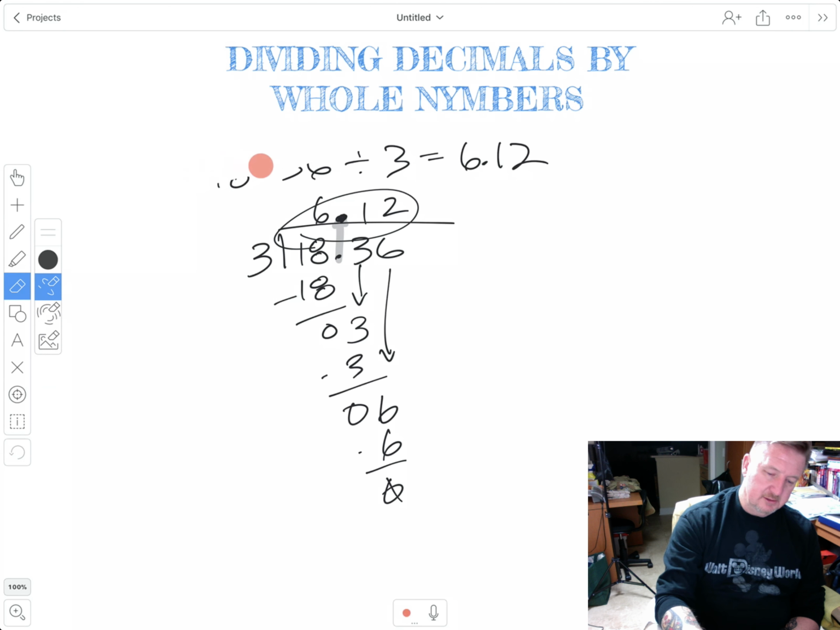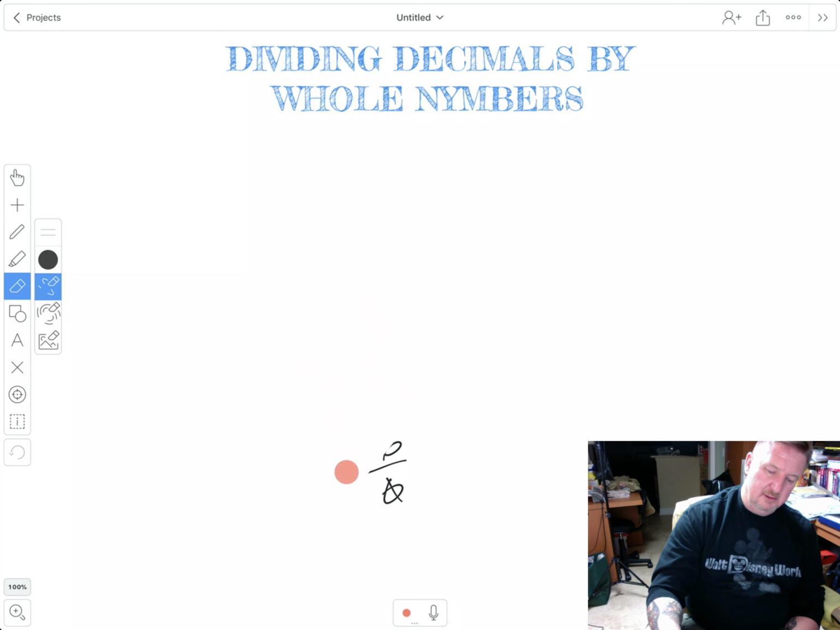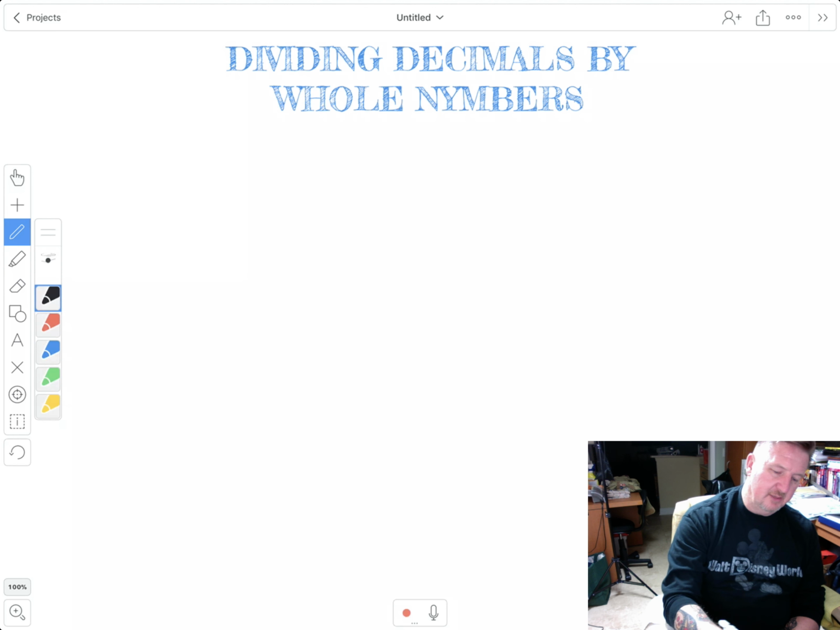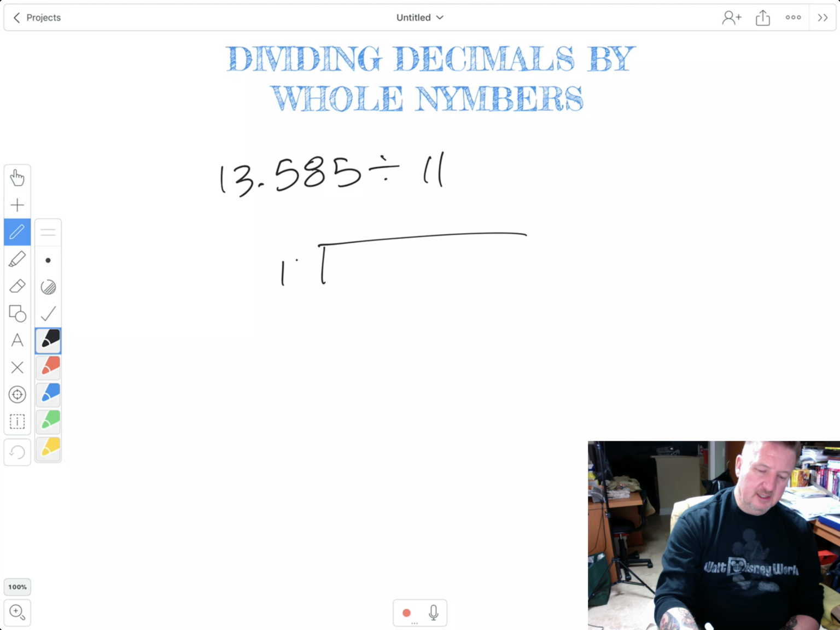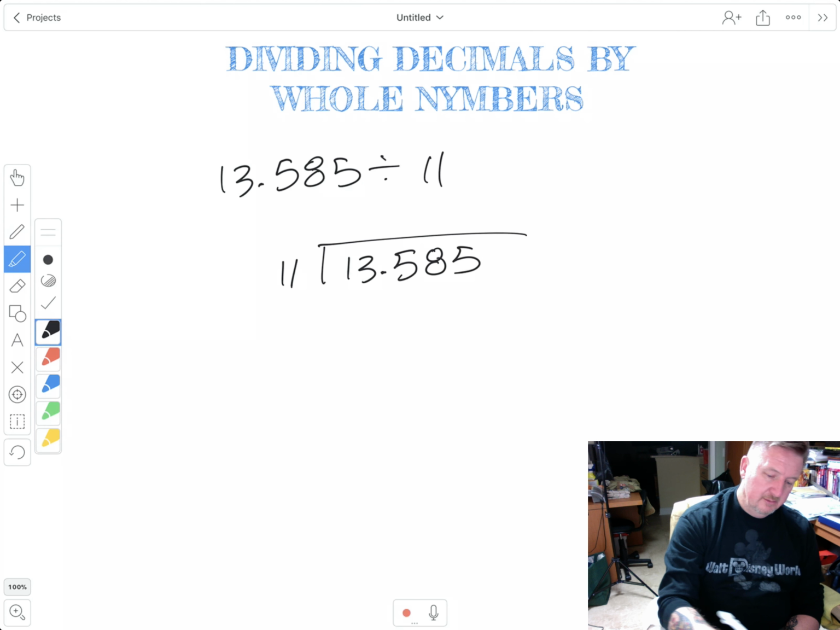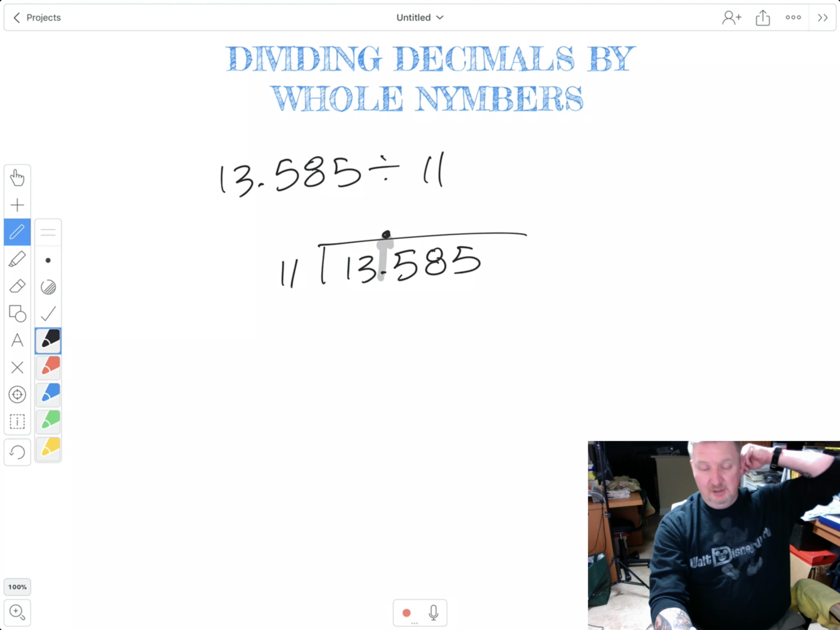All right, let's erase this and do the last example, and then we'll be done. All right, last example is a big one. 13.585 divided by 11. Setup is important. 11 goes on the outside. 13.585 goes on the inside. As I mentioned in the other 2 problems, first thing you want to do is bring that decimal up. And then we check to see what the division looks like.